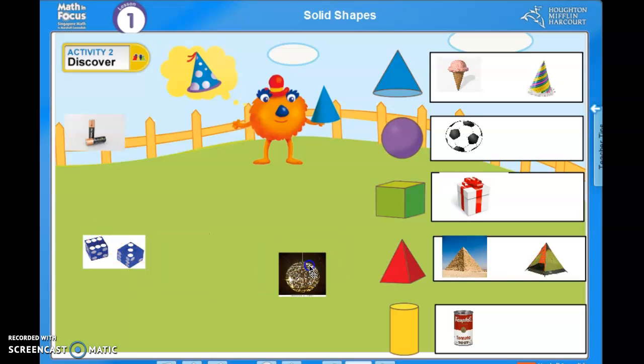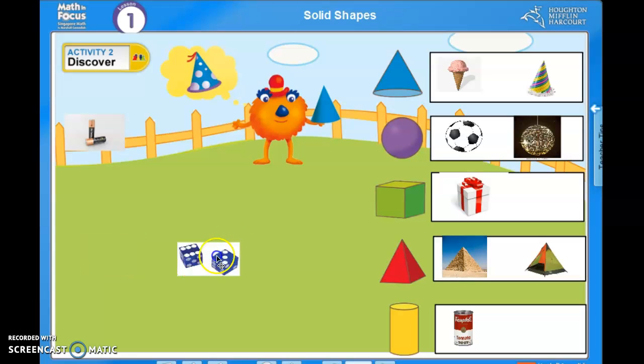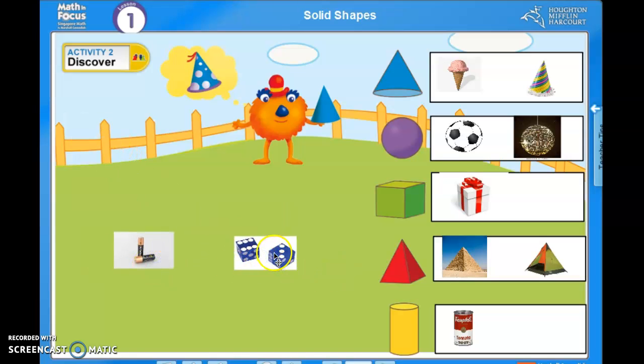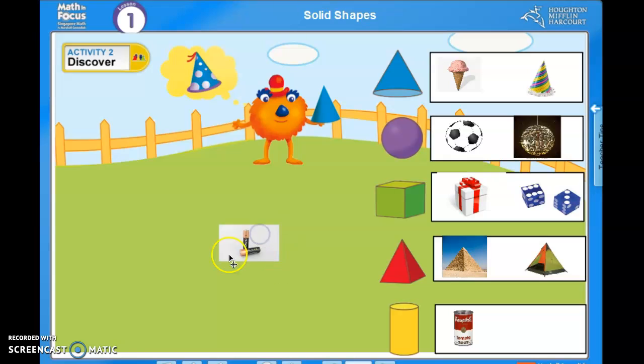What about this one? What does it match? It matches the sphere, the disco ball. What about the dice? What shape does the dice match? We have 2 left. Say the color or the name. It matches the cube. So dice are cube shaped. What about batteries? What kind of shapes are batteries? They are a cylinder. Very good, boys and girls.